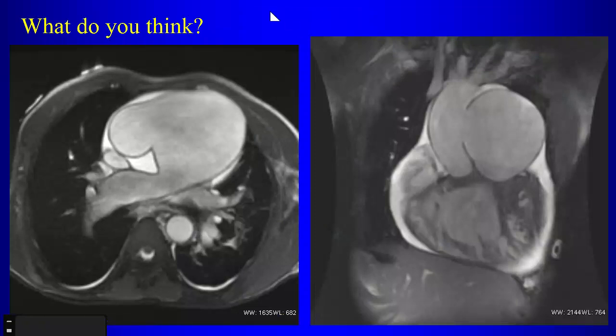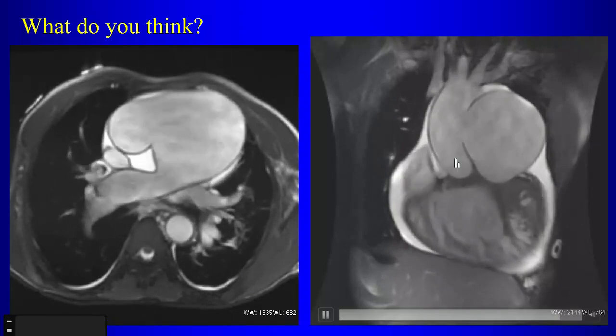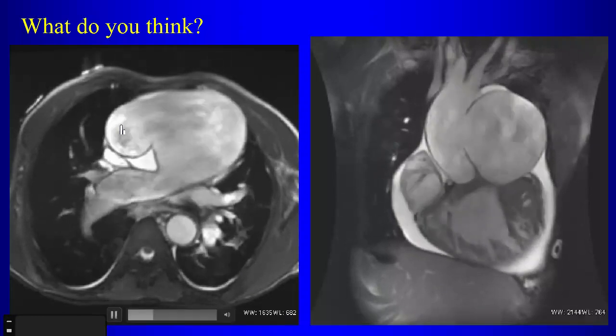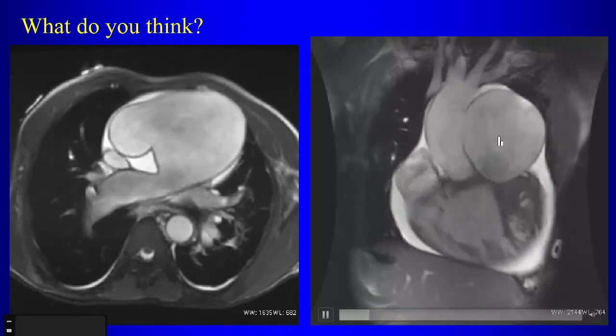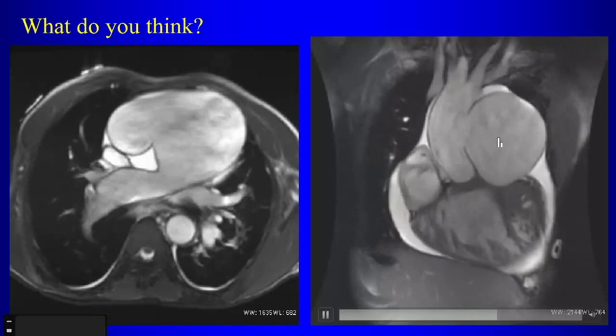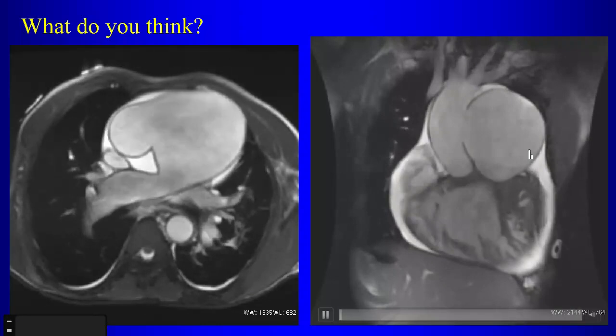Oh my goodness. What's the problem here? So what is this guy? Here, let's play the movie for you, make it even more fun. This guy here is easy. What's that guy? That's the aorta, right? What is this guy? That is the main pulmonary artery, right? So we have direct communication between the ascending aorta and the pulmonary artery, right?